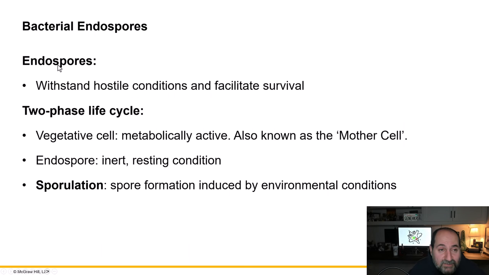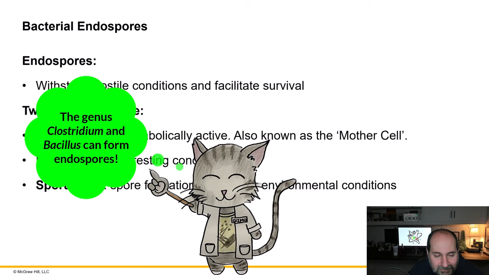Now, some bacteria can form what are known as endospores. And these are some dangerous bacteria. These are bacteria that can form these highly defensive structures called endospores, these defensive seeds. You can think of them as seeds. Endospores can withstand hostile conditions and facilitate survival. And there are basically two genera of bacteria that can form endospores. You should know that the two genera of bacteria that can form endospores are the genus Clostridium and the genus Bacillus. Those two genera of bacteria can form endospores.